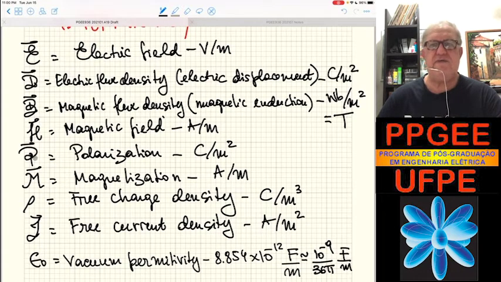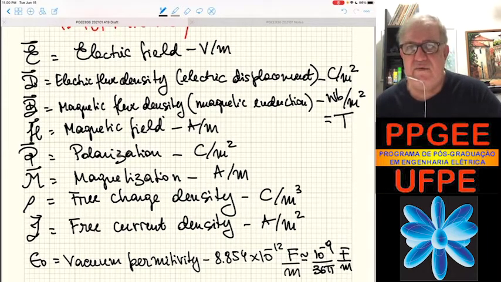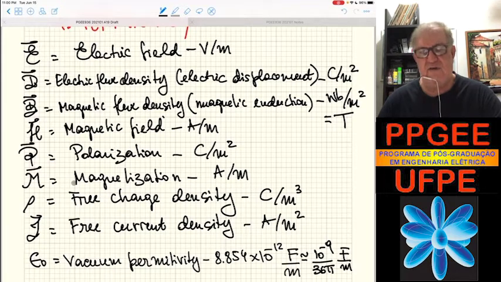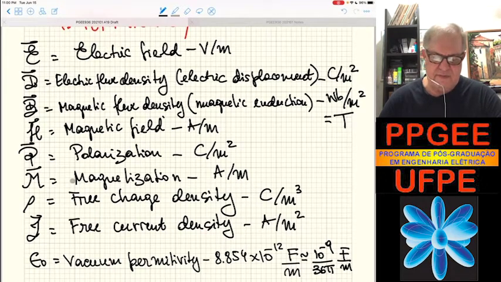P is the polarization vector, measured in the same unit as D, coulomb per square meter, which is the density of dipoles in a material. M is the magnetization vector, measured in amperes per meter, which is the density of magnetic dipoles in a material.